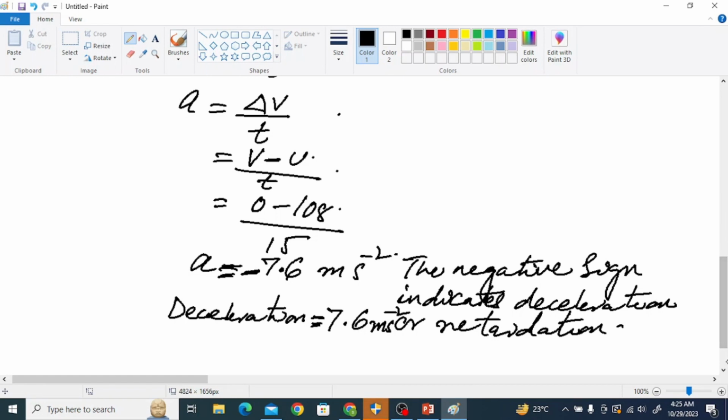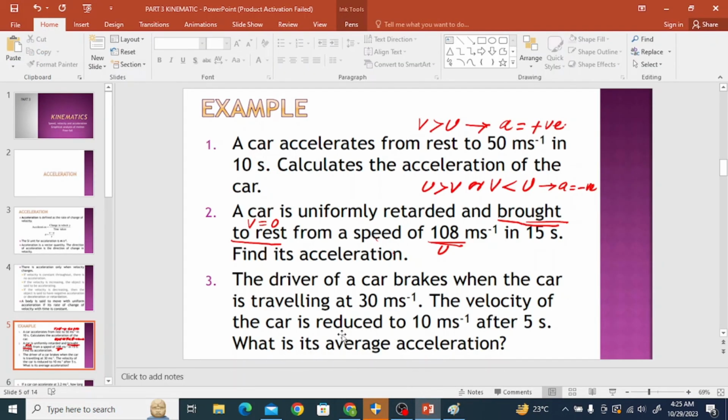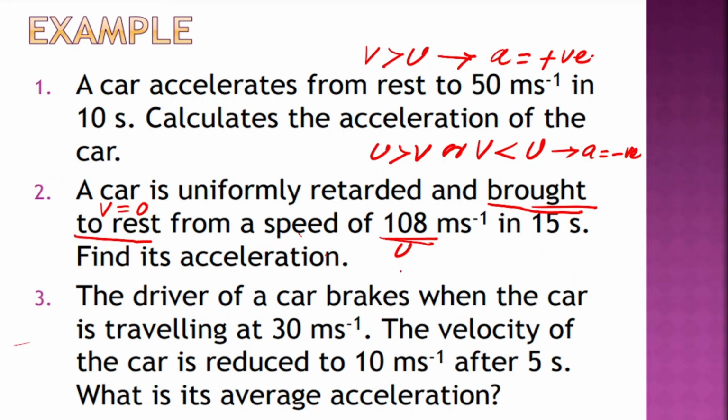Alright, now coming to the next part. The driver of a car brakes when the car is traveling at 30 meter per second. It means that the initial velocity of the car is 30 meter per second. This is u. This 30 meter per second is the initial velocity of the car, that is u. And the velocity of the car is reduced to 10 meter per second. So this is the final velocity of the car, that is v.